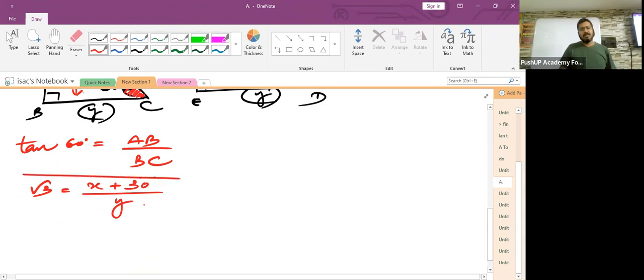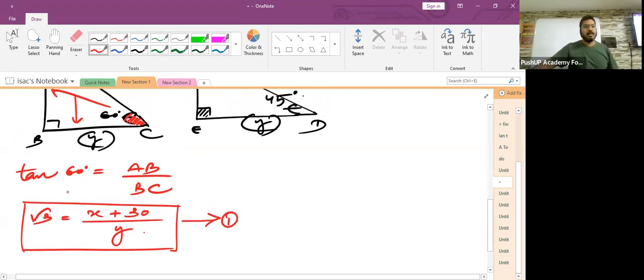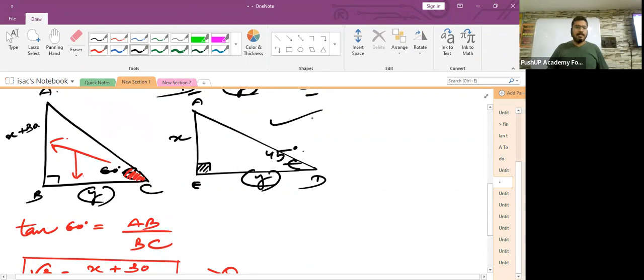So leave it like this, children. As and when required, we will utilize this. But please don't forget to label its equation number. Root 3 is equal to X plus 30 upon Y. Understood? That is also correct.